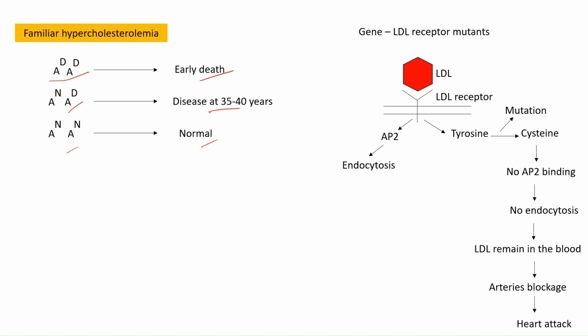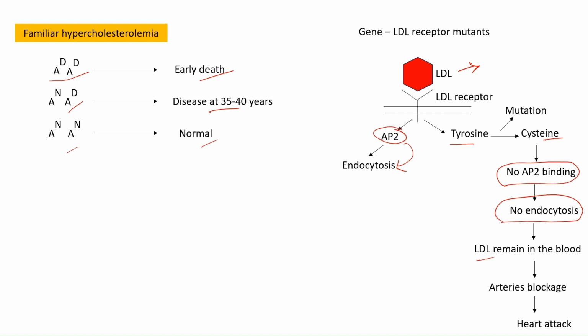Normally, in our body, we have the LDL receptor that binds with LDL. LDL means low density lipoprotein. So this low density lipoprotein binds with the LDL receptor, due to which an adaptor molecule, AP2, binds here, which causes its endocytosis and finally its degradation. But when this LDL receptor gets mutated, that is, tyrosine gets converted into cysteine, the AP2 cannot recognize and bind the receptor. When AP2 cannot bind, no endocytosis occurs.